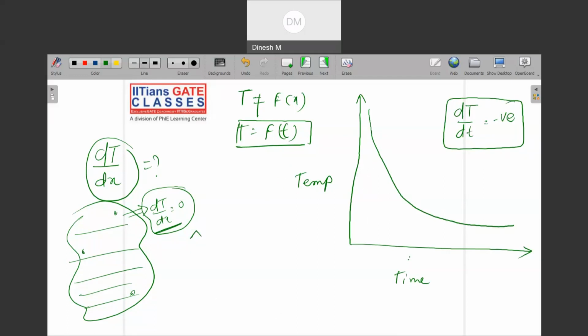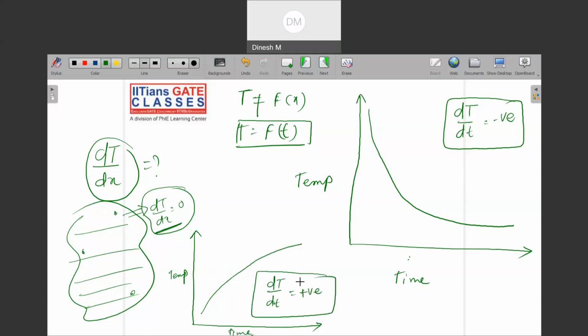And at a certain time it might happen that you are taking a cold body and dropping it into some furnace, like you are dropping a cold body into a hot bath. In that case, your temperature will be increasing with respect to time, and the slope will be increasing here. So dT/dt has a positive value here. Got the idea? Okay.